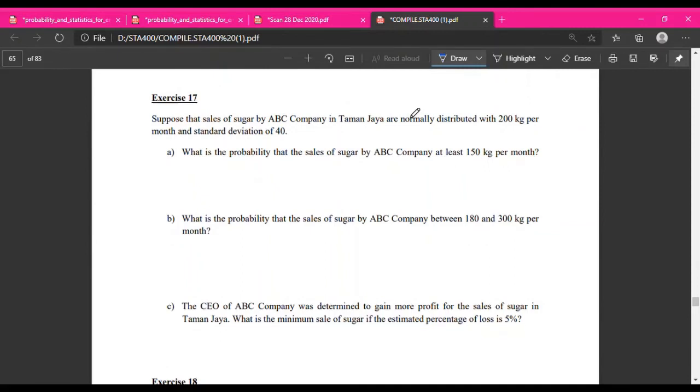Okay, one example lagi. Suppose that sales of sugar by ABC company in Taman Jaya are normally distributed with 200 kg per month, and standard deviation of 40. So X adalah sales of sugar, and it is normally distributed with mean 200 dan variance for the standard deviation 40.